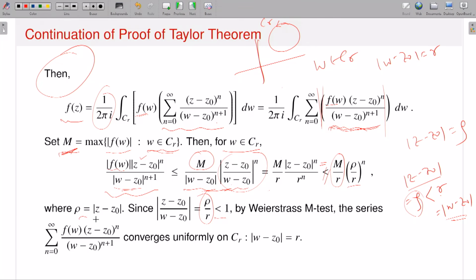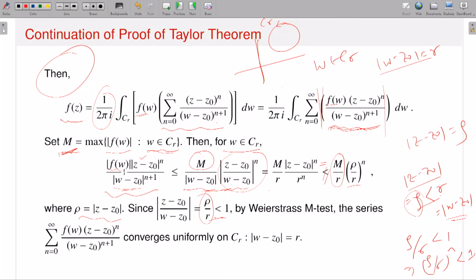What is your rho? Rho is the absolute value of Z minus Z0, and what is your R? R is W minus Z0. But what is the relation between rho and R? Rho is strictly less than R, so that means rho by R is less than 1. That implies rho by R to the power n is also less than 1. So that's exactly what I am writing.